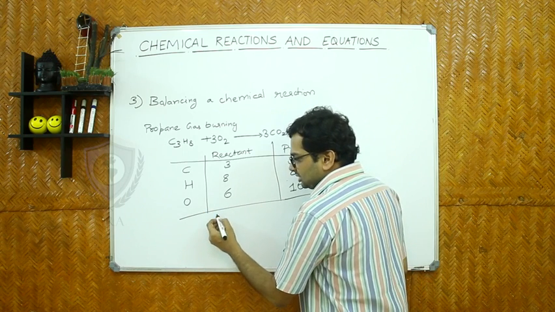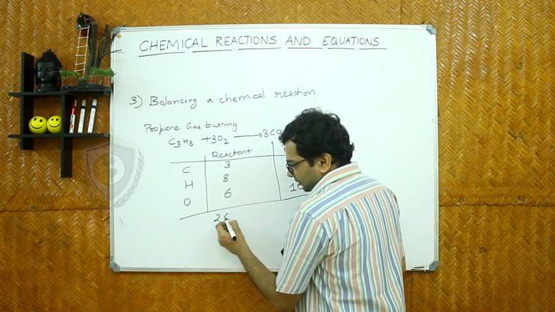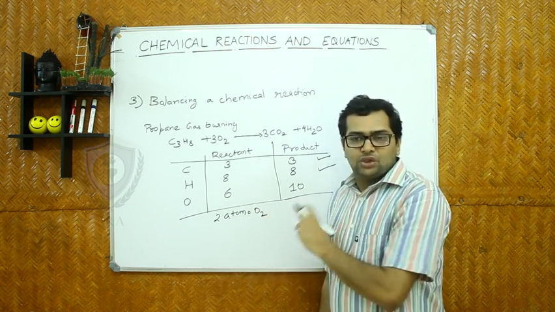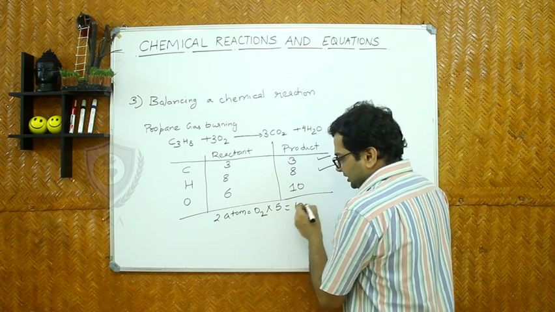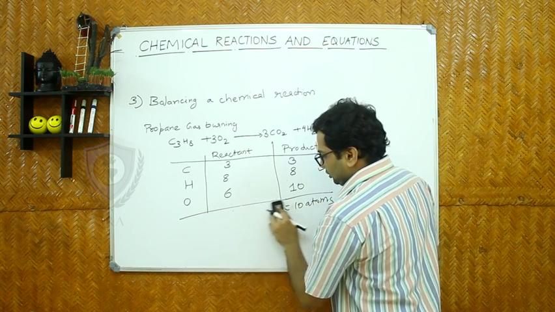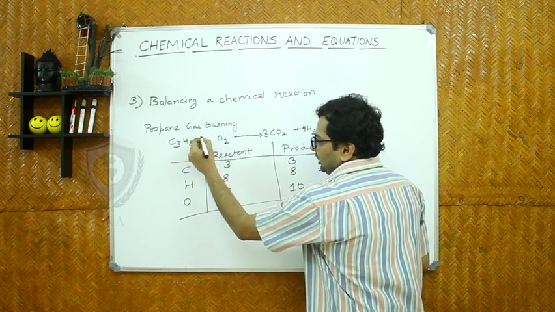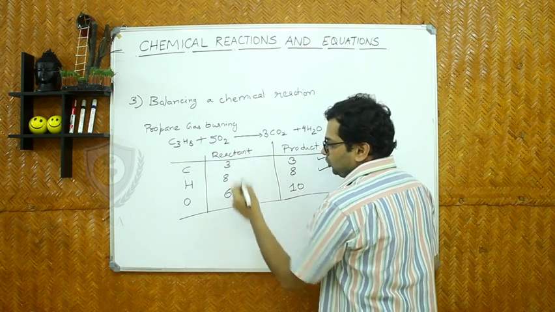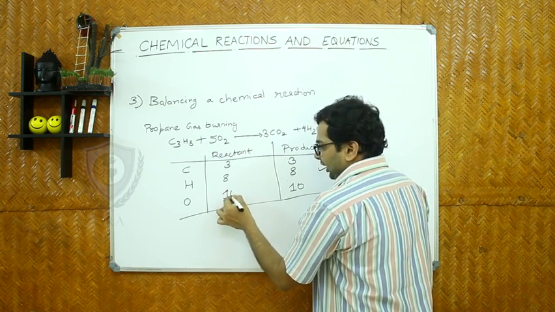So we understand each oxygen element has 2 atoms. Since it's O2, it is 2 atoms. So if we multiply 2 atoms into 5, it becomes 10 atoms, right? So what we do here is, to make it 10 atoms, we change this 3 into 5. So that means 5 into 2, instead of 6, it becomes 10.